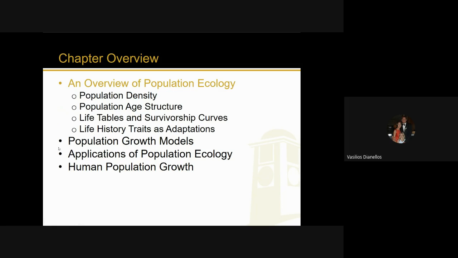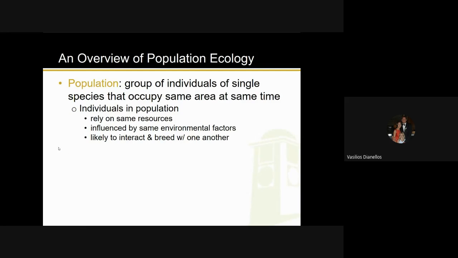All right, an overview of population ecology. The first thing you need to understand, if we're going to talk about population ecology, is what a population is. And I actually defined that at the end of chapter 13. And then your book goes on to define it again in this chapter. In this chapter, they defined it as a group of individuals of a single species that occupy the same area at the same time. And because they're occupying the same area at the same time, they rely on the same resources, they're influenced by the same environmental factors, and they are likely to interact and breed with one another.